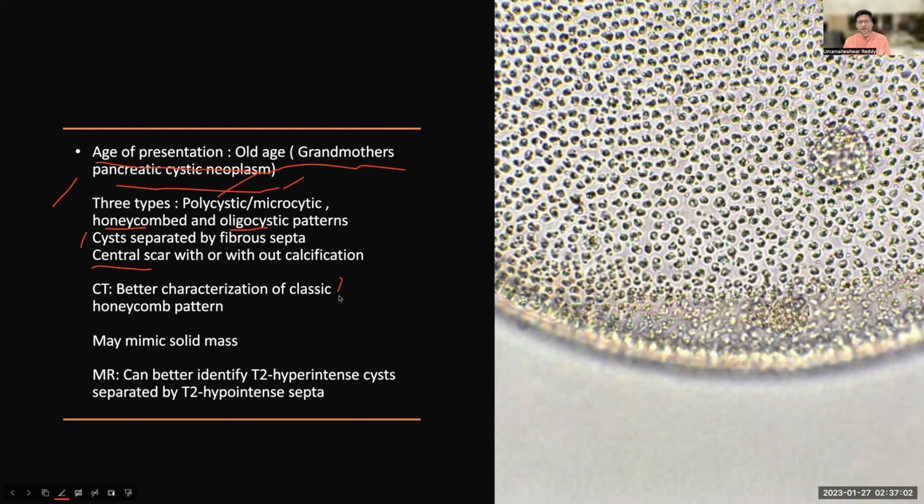Again, CT can help us characterize the honeycomb pattern better than MR. And very rarely, because the septa are so thin and so closely packed, even on USG or even on CT, sometimes it may mimic a solid mass because of enhancing septa. So as I said, MR is helpful in such cases.